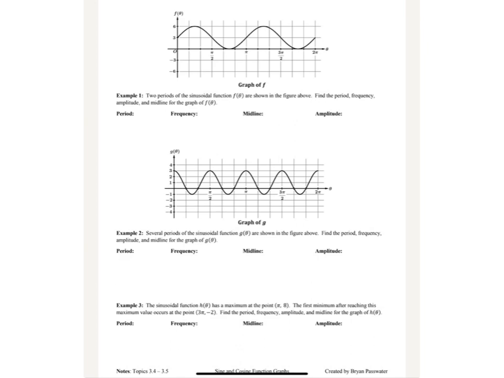Example 1 says 2 periods of sinusoidal function f of theta are shown in the figure above. Find the period, the frequency, amplitude, and midline for the graph of f of theta.